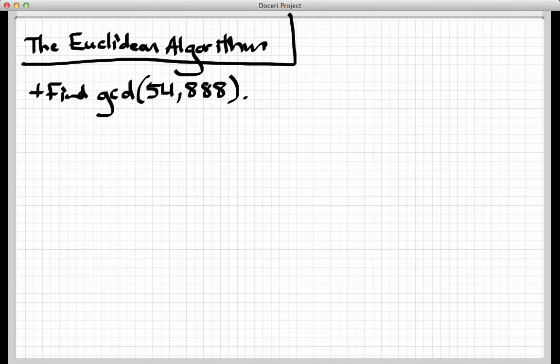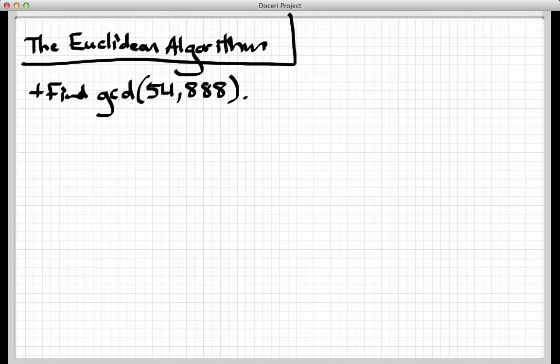So we're going to use the Euclidean algorithm to find the GCD of 54 and 888. Now I know just by looking at these two numbers that the GCD has to be at least 2, because 2 is a divisor. It divides into both 54 and 888 evenly. But could it be something greater? Is there some larger number that divides them both? Well, we don't know, so that's what the algorithm is for.